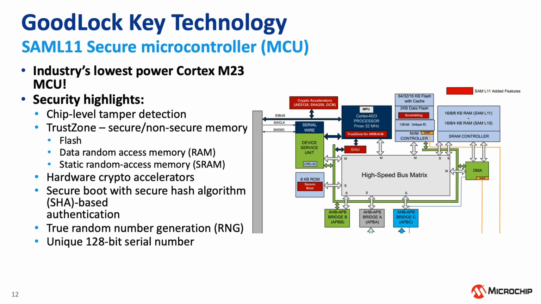Now, if your application needs more processing power than you can get with the Cortex M23, Microchip has you covered because they offer other MCUs with security functions, including Cortex M4s, M7s, as well as high-end PIC32s.